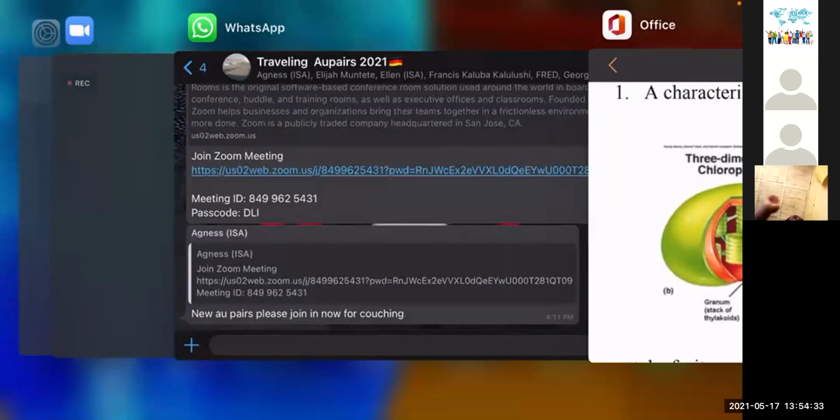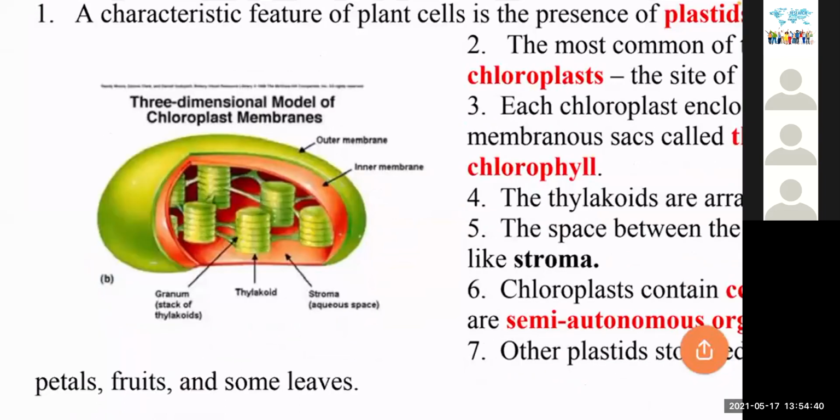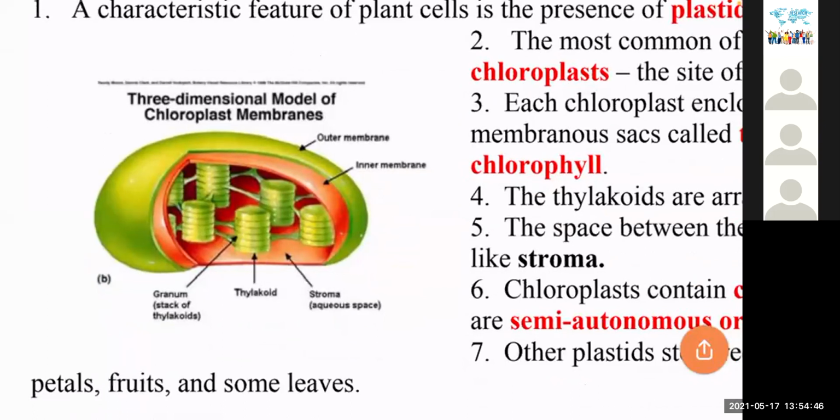Are we together? We are together. Thank you. Yes. You're able to see this structure?